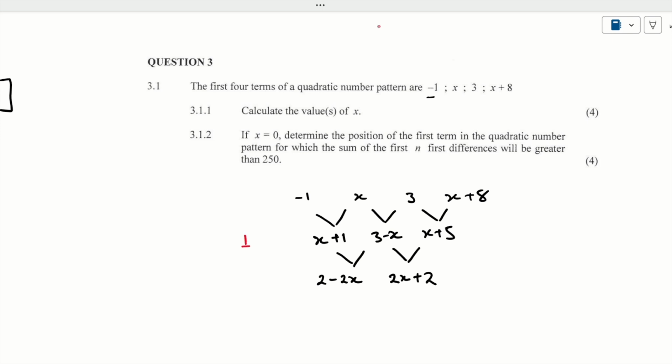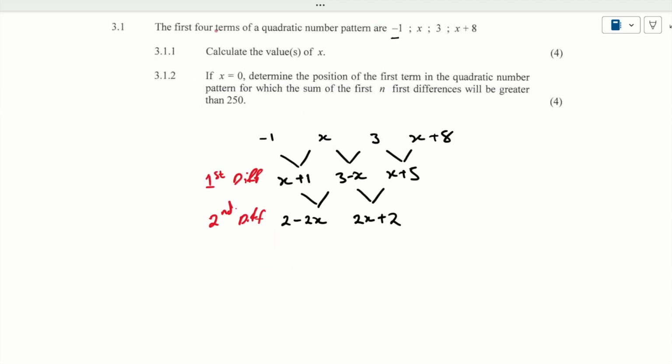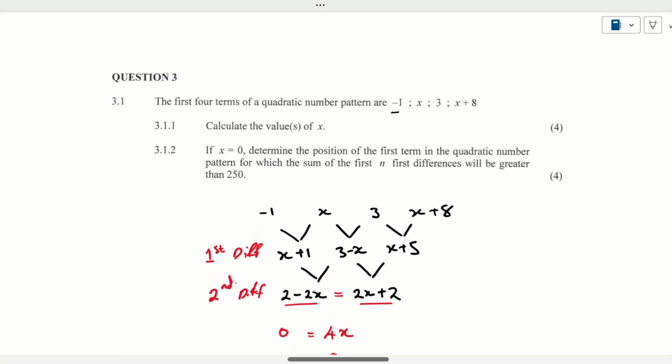Now we have our first difference and our second difference. We know that for a quadratic sequence, the second difference is constant. Therefore, we can equate these two differences and solve for x. So let us simplify this expression. Therefore, x is equal to 0. We can now move on to 3.1.2.